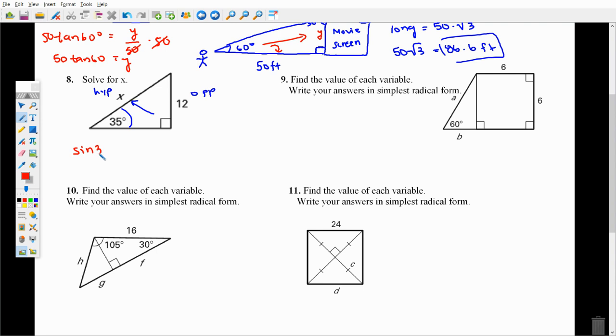So sine of 35 degrees is equal to our opposite over hypotenuse, times x on both sides. So you'll get x times sine of 35 is equal to 12. And then you just want to divide by sine of 35 on both sides. And so x here is going to be 20.9 if you round.